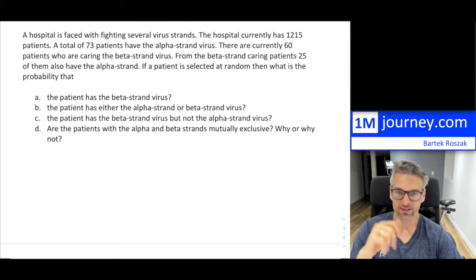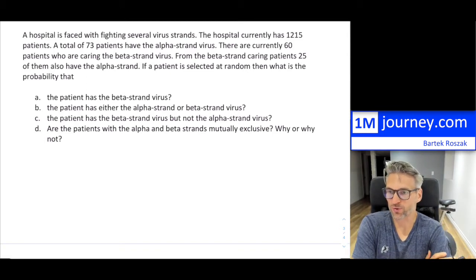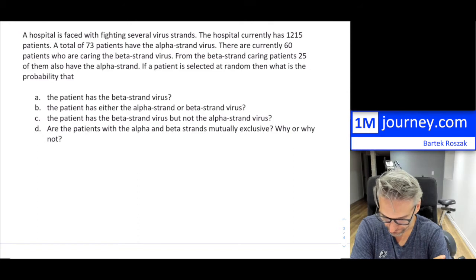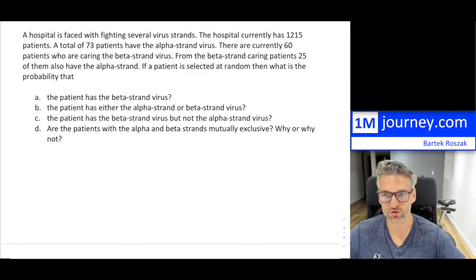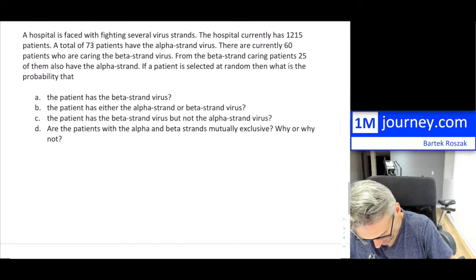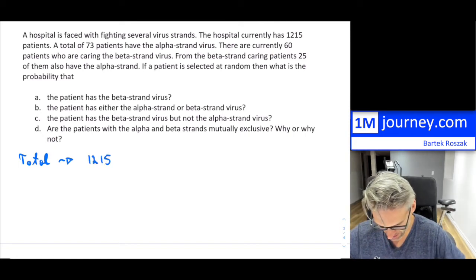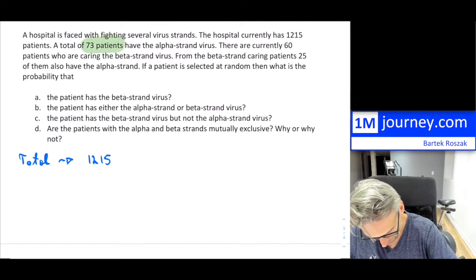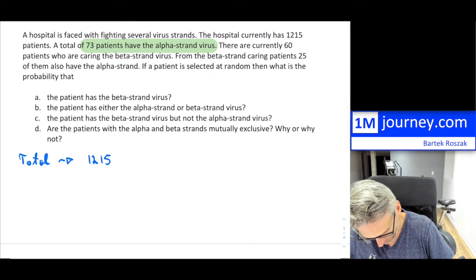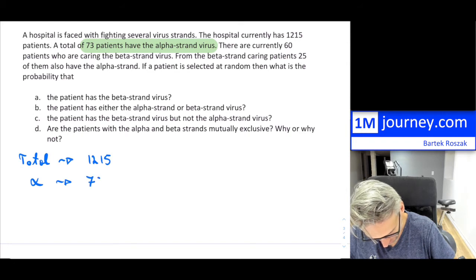All right. Okay, so this example, we're going to take a look. So it's a probability example. So there's a hospital and it's faced with fighting several virus strands. So the hospital currently has 1,215 patients. Okay, so let's write down these givens. So total is 1,215 patients. A total of 73 patients have the alpha strand virus. So we'll put, so alpha strand virus, so that's an alpha there, 73.